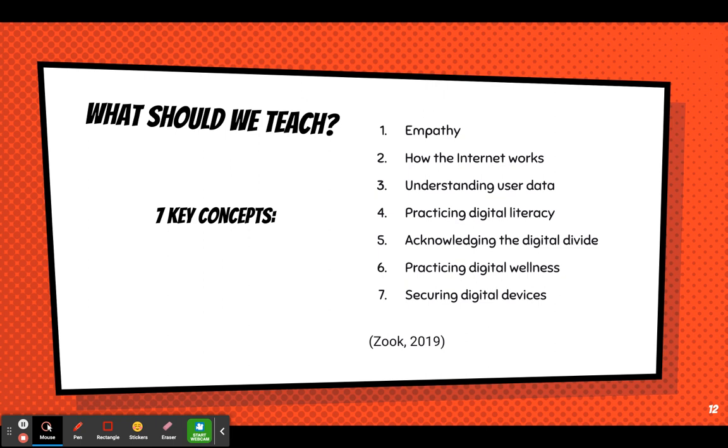We need to learn about practicing digital literacy. We need to know where the information comes from. We need to be able to discern where it originated, and if it is accurate.